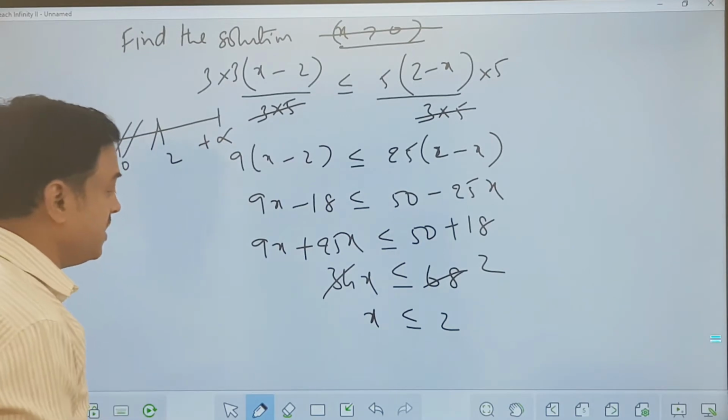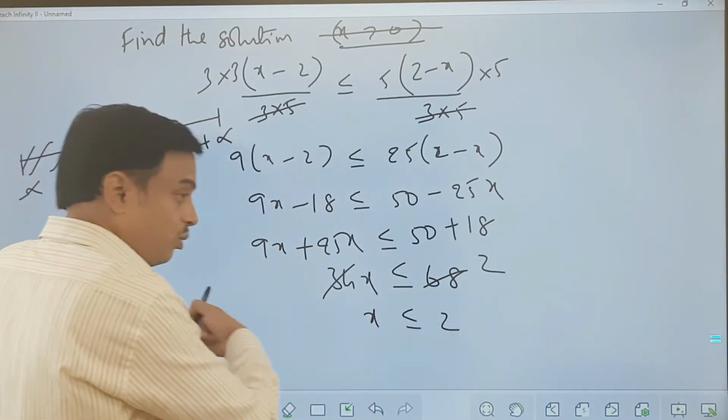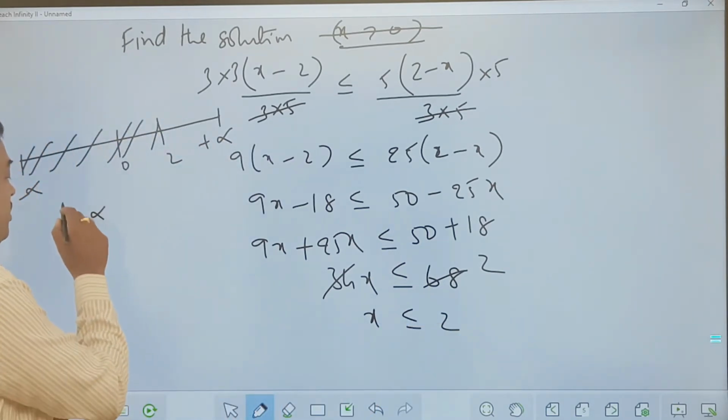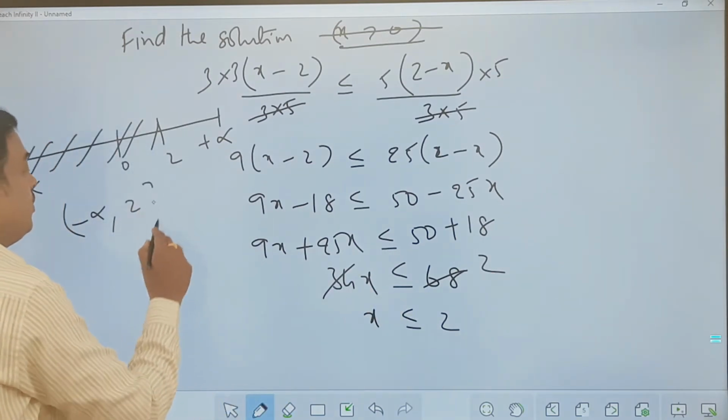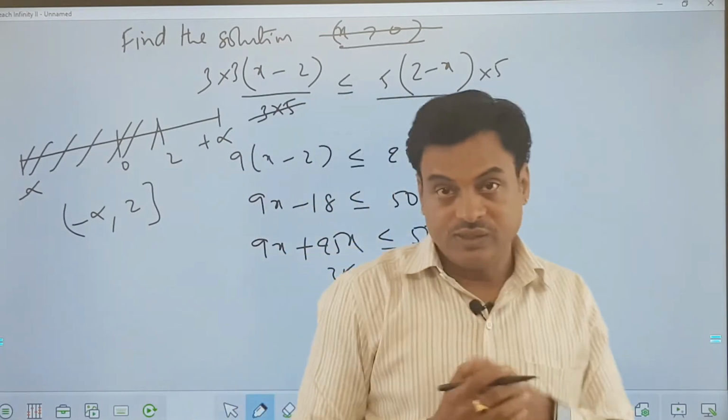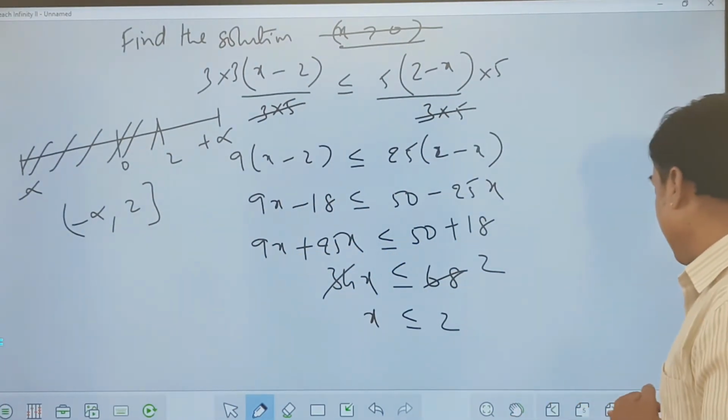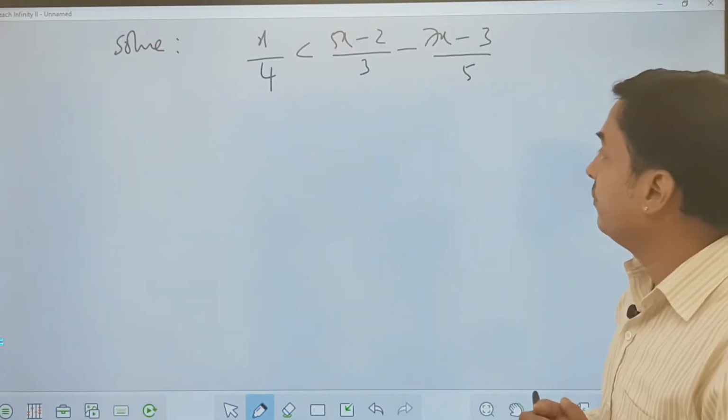the final answer to this is minus infinity to 2. So minus infinity will be in the open interval, and since 2 is included, 2 will be taken in the closed interval. So that is the difference, you can get it. Fine. So let us see the other question here, friends.